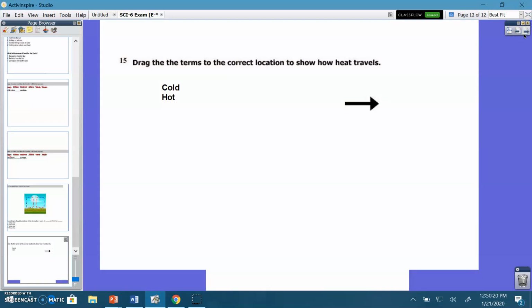And number 15, drag the terms to the correct location to show how heat travels. Does heat travel from cold to hot or hot to cold? And you're going to put them into the blanks that look like this. Does heat travel from hot to cold or cold to hot? Drag and drop them into the boxes.